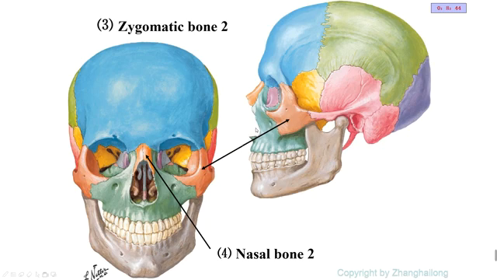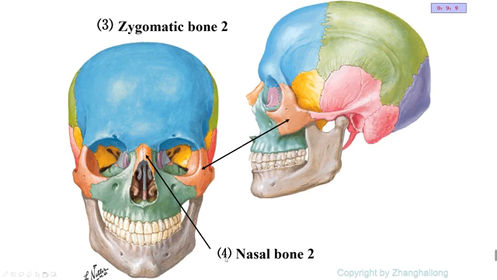Okay, now let's see the third bone, the zygomatic bone. For this bone, you only need to know the location. It's on the lateral side of the face and connects with many bones. The upper side connects with the frontal bone, forward it connects with the maxilla, and going backward it connects with the temporal bone. Okay, that's its connections.